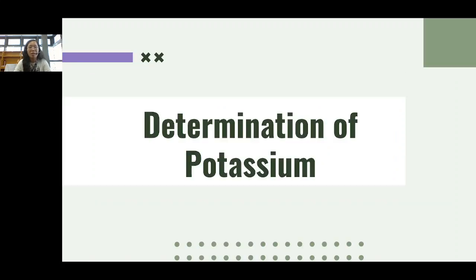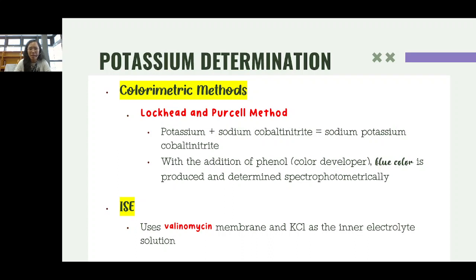So, for the determination of your potassium, ito lang naman din kids yung tatandaan nyo. Meron din tayong chemical or colorimetric method in which we call that one your Lockheed and Purcell method. So here, the reagent used is your sodium cobaltinitrite, which will now form your sodium potassium cobaltinitrite. Now, with the addition of your phenol, which is considered your color developer, a blue color will be observed, and the production of this blue color will be measured using your spectrophotometer.